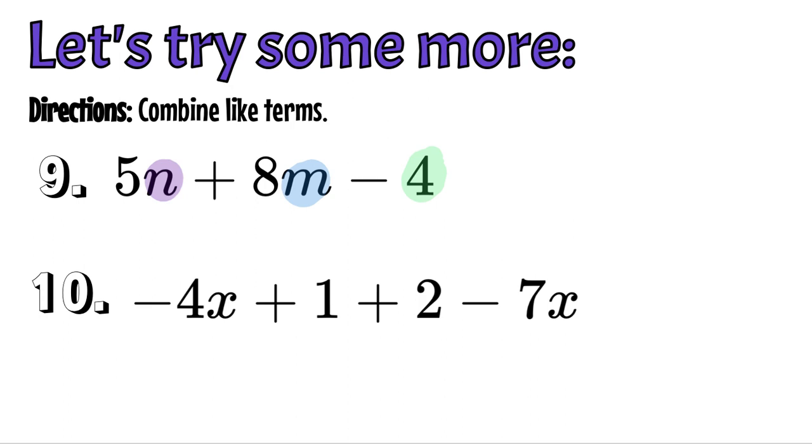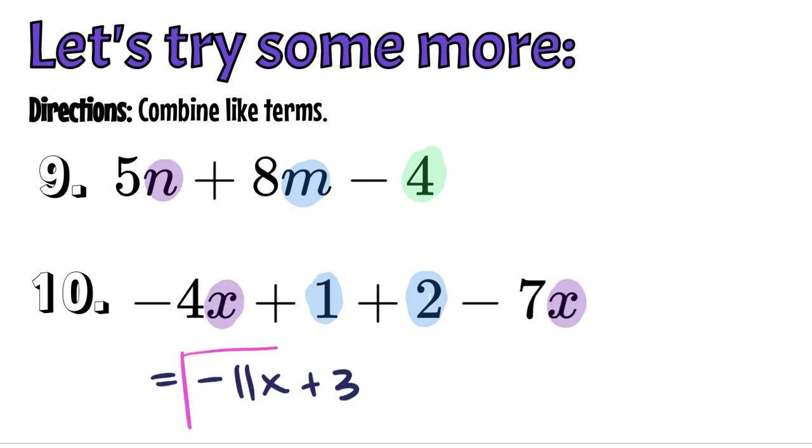Notice that in number 9, we have n, and we have m, and we have 4. In this case, we have no like terms, therefore, we cannot combine anything, and it is in simplest form as is. So number 10, we have negative 4x plus 1 plus 2 minus 7x. So we're going to combine negative 4x minus 7x. This time I'm going to do it without the middle step. So I'm going to do the negative 4 minus 7 in my head, which gives me negative 11x. And then our plus 1 plus 2 gives me a plus 3.